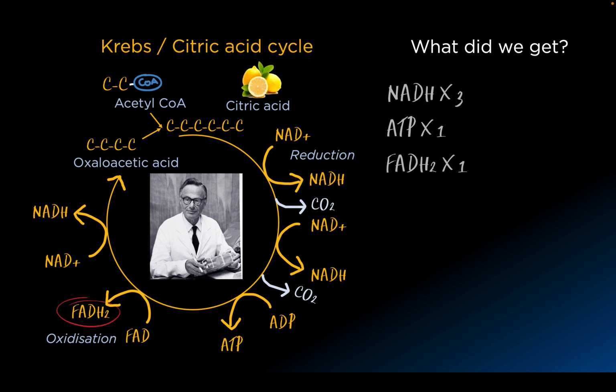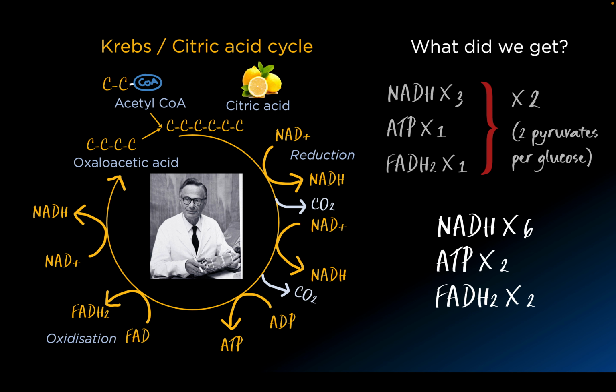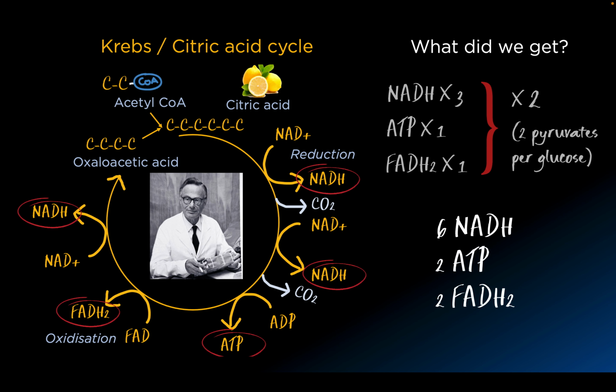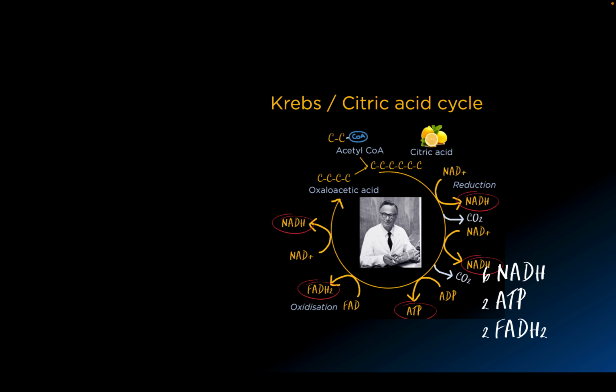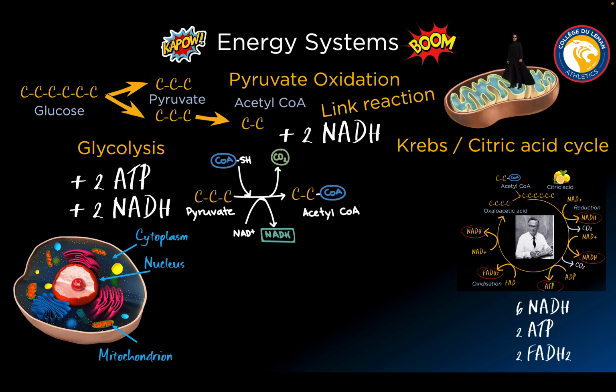Remember, for every glucose molecule, we got 2 acetyl-CoAs. So we can multiply these by 2. For every glucose molecule, we can multiply these things by 2. So we get 6 NADHs, 2 ATPs, and 2 FADH2s. There they are. Let's put them off to the side. That's what we have got so far from that 1 molecule of glucose.